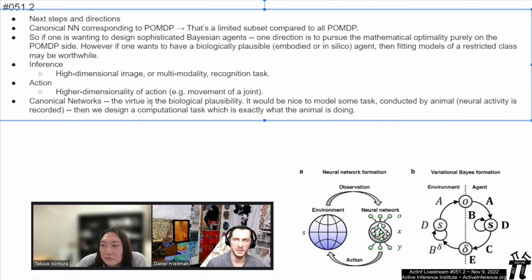Yeah, and if there could be some unexpected prediction or explanation in the computational agent, that would bolster the relationship.